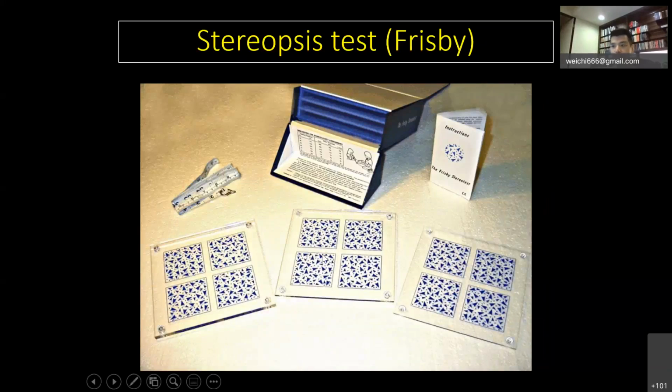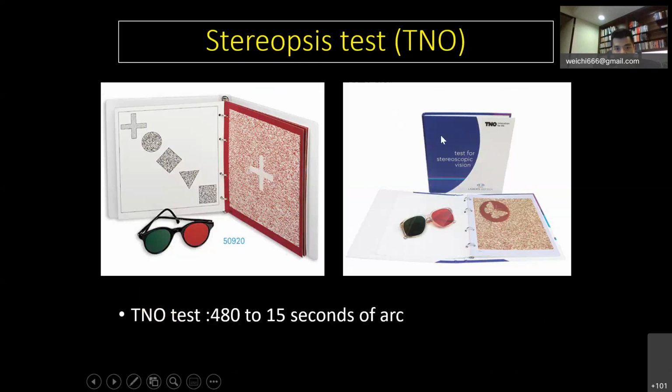And we also have other tests, for example the Frisby test and the TNO test. The patient wears special glasses with a green color and a red color on them. Then we show them this photo and see how they respond to this test. Okay, then we could estimate their level of stereopsis.